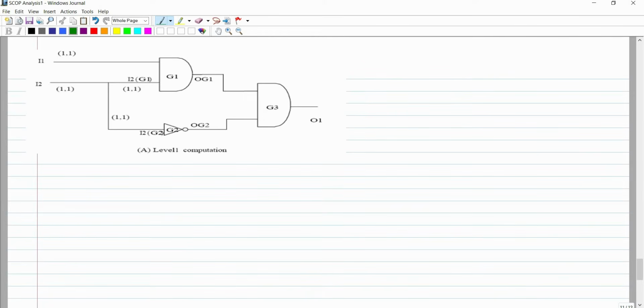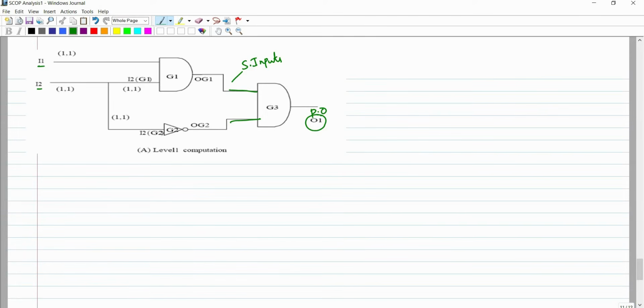For your understanding, I have considered this simple circuit. See here, this simple circuit consists of mainly 3 gates: 2 AND gates and 1 NOT gate. Here I1 and I2 are the primary inputs. O1 is the primary output. OZ1 and OZ2 are the secondary inputs. Please remember this point.